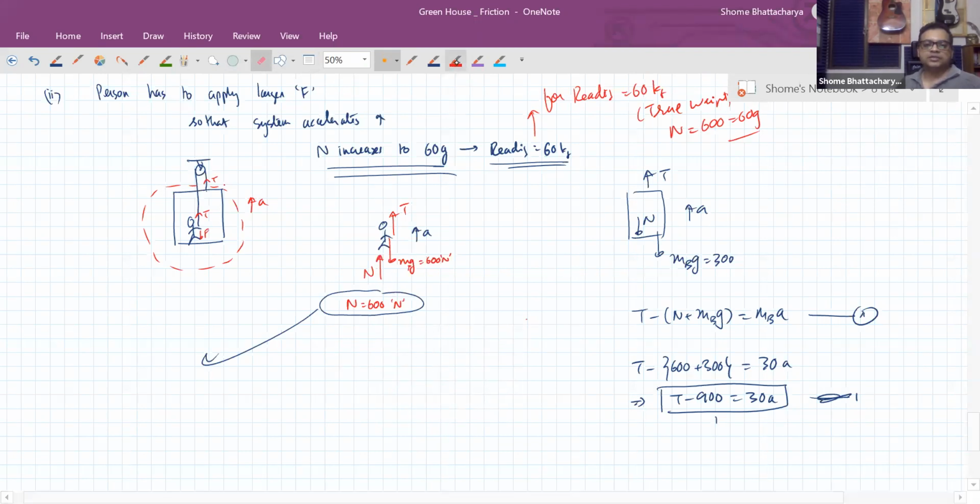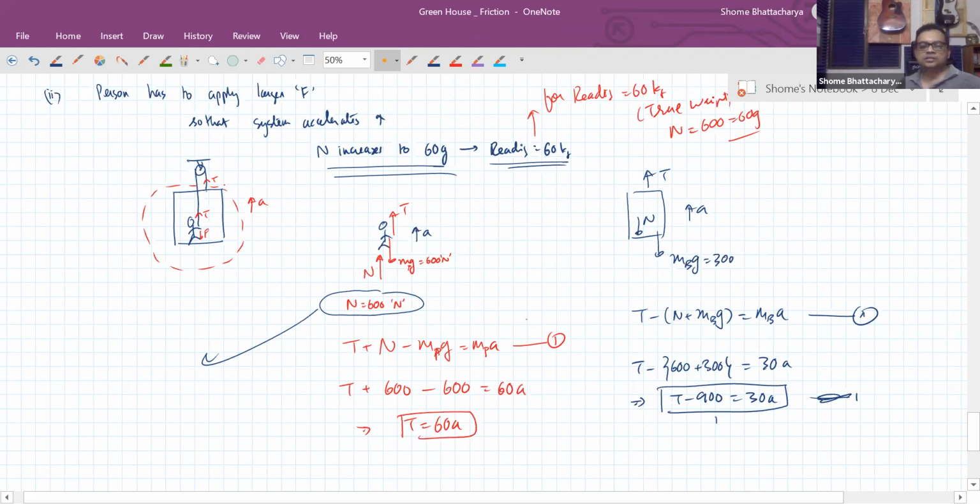N is upwards now here, not downwards. So for him, the equation is T plus N minus his weight, mass of the person, is equal to mass of the person into E. This is our first equation. So T plus 600 minus 600 is equal to 60E, or T is equal to 60E. This is what this equation gives us.